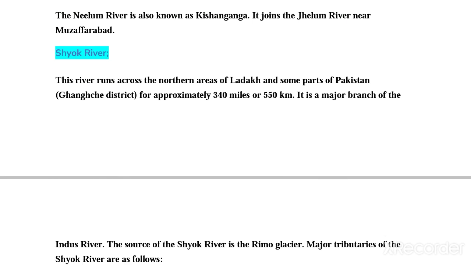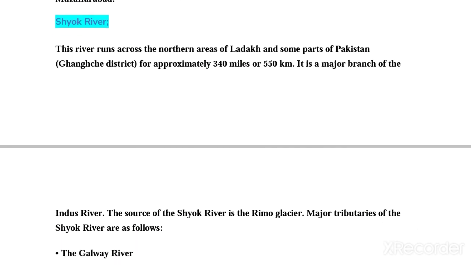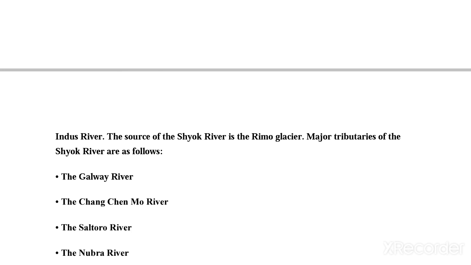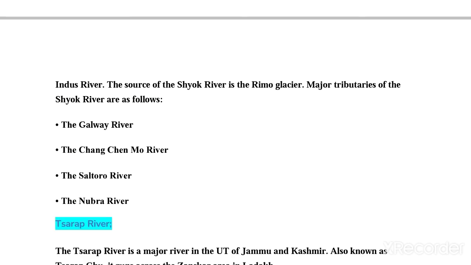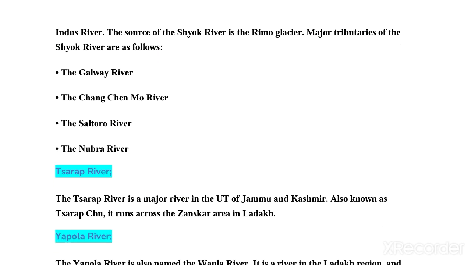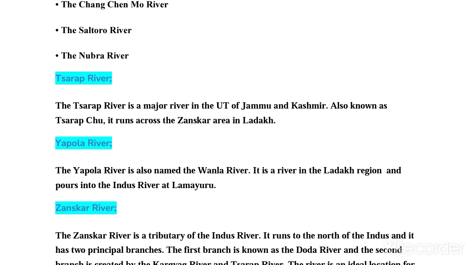Shyok River. This river runs across the northern areas of Ladakh and some parts of Pakistan, for approximately 340 miles or 550 kilometers. Shyok River is a main branch of Indus River. The source of Shyok River is the Raimo Glacier. Major tributaries of the Shyok River are the Galway River, the Chanchanmo River, the Saltoro River, the Nubra River.